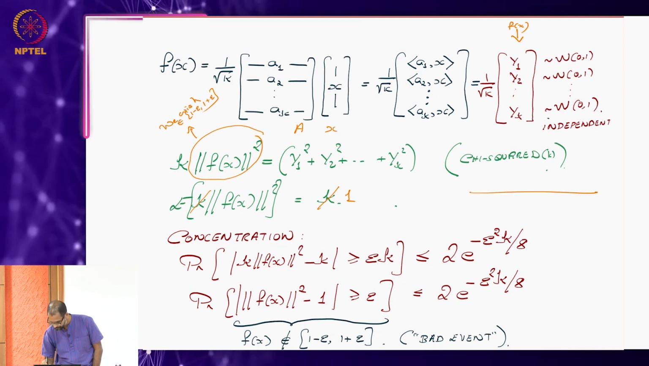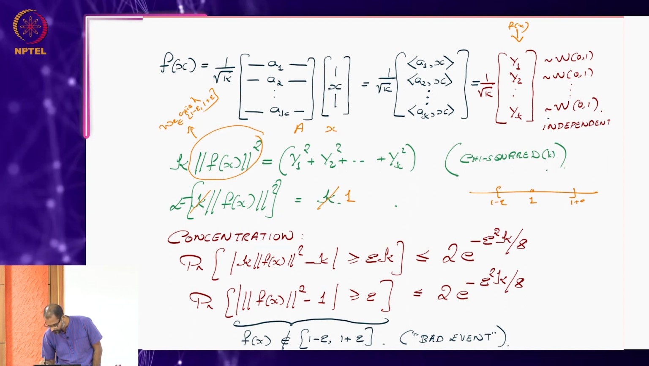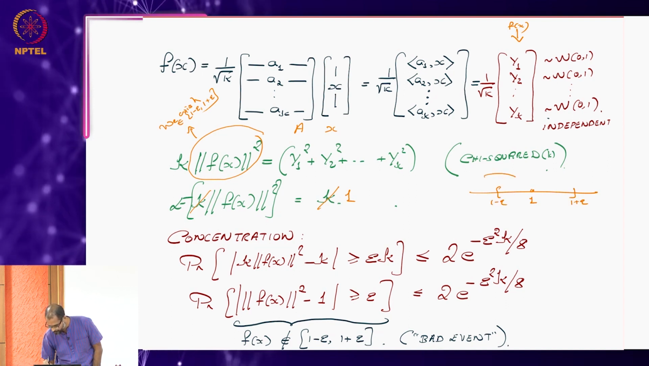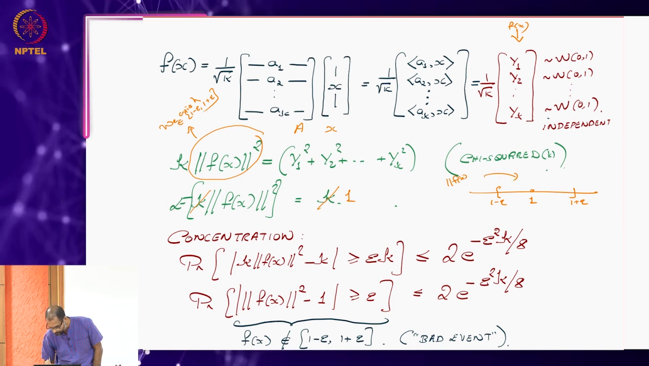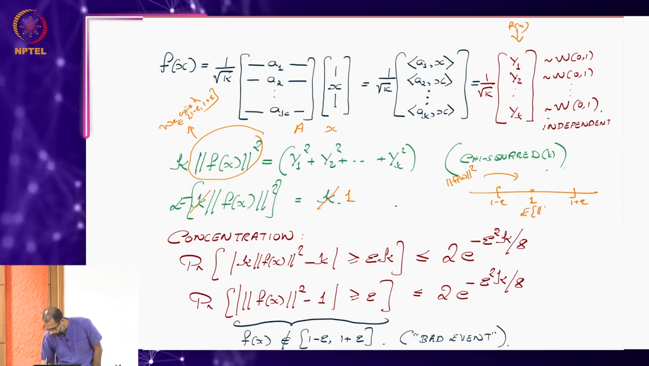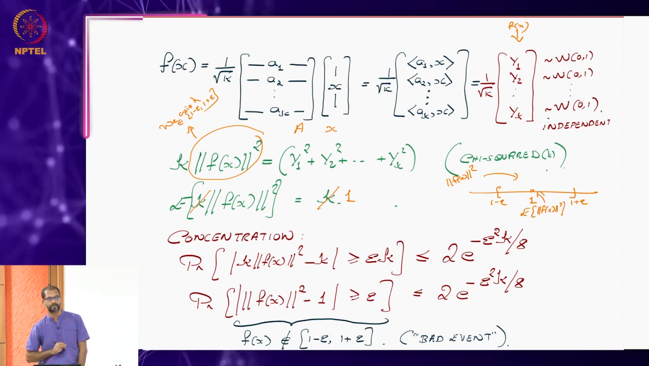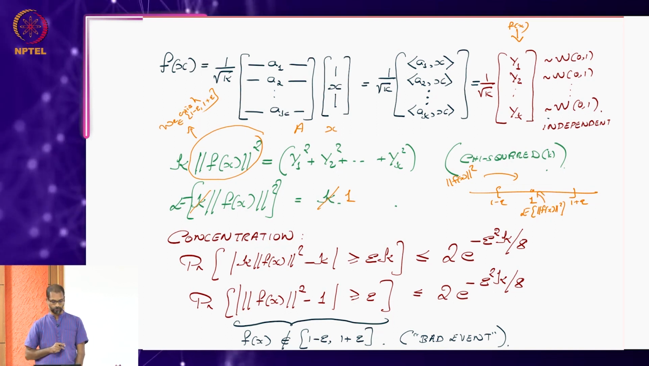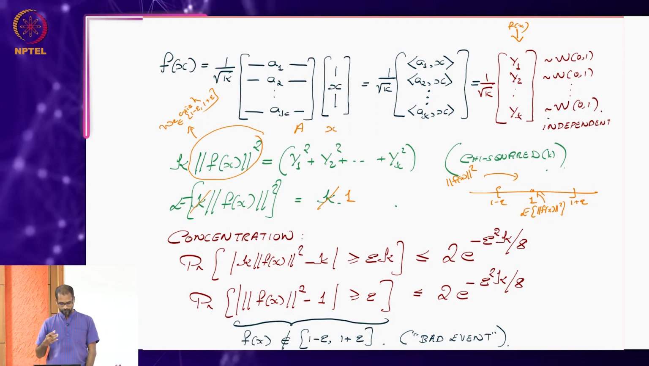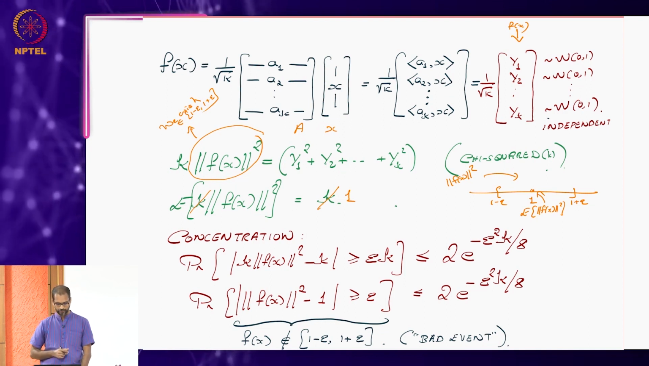Think of this interval as 1 minus epsilon, 1 plus epsilon, and this is where we would like our norm of fx squared to fall. Thankfully, the expectation of norm of fx squared is sitting right at the center, which means we are so far so good. But now we also need to argue that it is really concentrated around this mean.